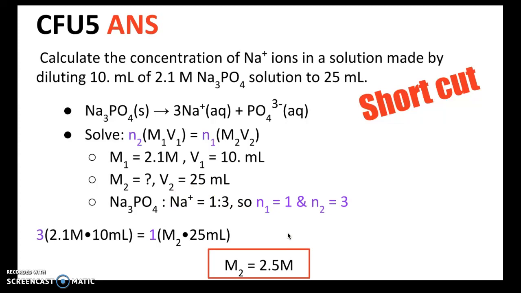This is a very useful trick because you also don't have to convert. Notice you don't have to convert the volumes as long as you're consistent. If it's all in milliliters, it's totally cool. You don't need to do any conversion there.